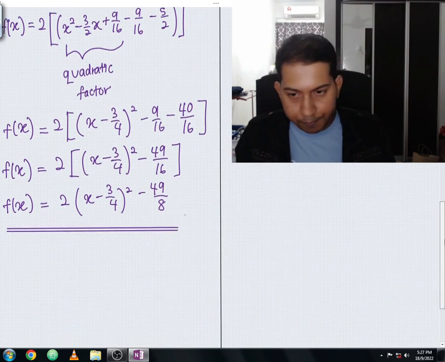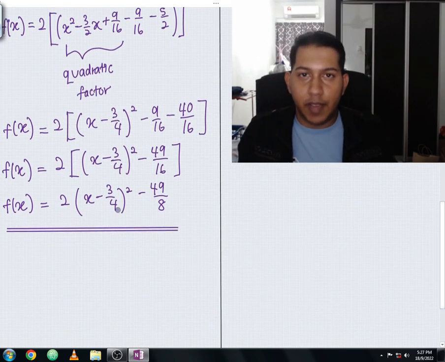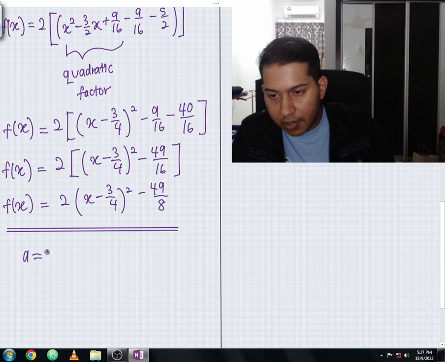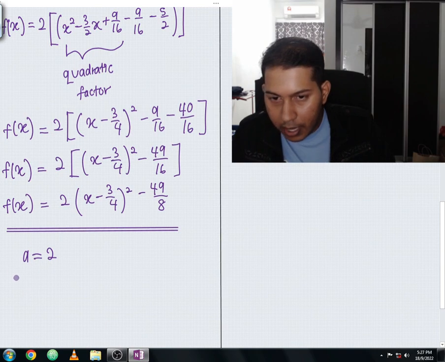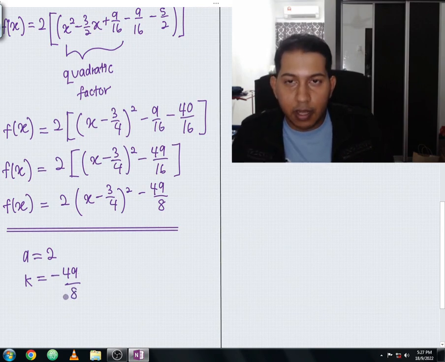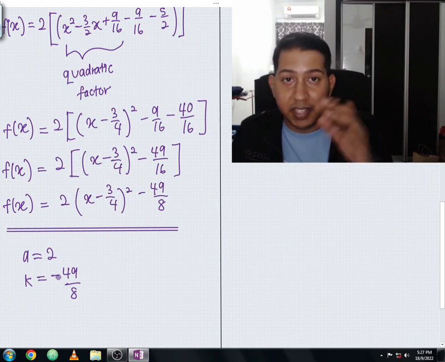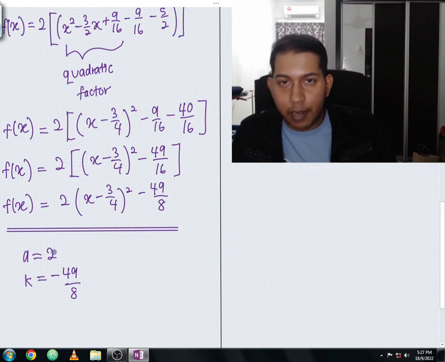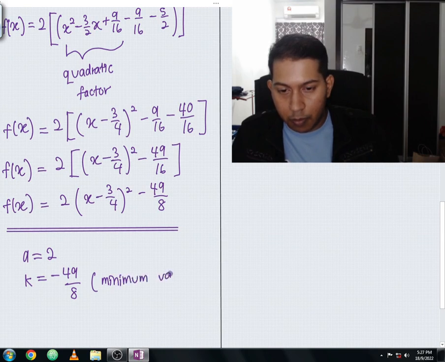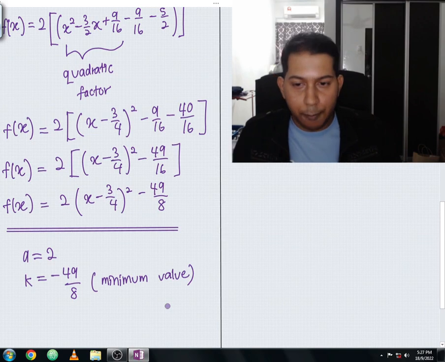So from here, what is the value of x? By the way, they're asking for the axis of symmetry. From here we know that our coefficient a is equal to 2. In this case, the value k is equal to negative 49 over 8. So is this negative 49 over 8 a minimum value or maximum value? It's a minimum value because your a value is more than 0, and therefore k equal to negative 49 over 8 is a minimum value.